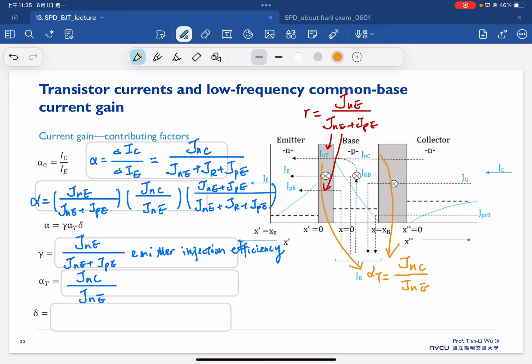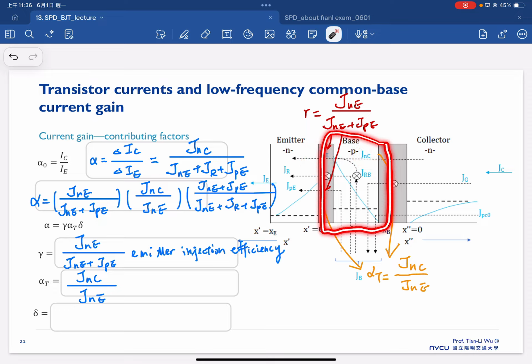This term is trying to understand that initially you have an amount of electrons being injected into the base, which we call the JNE, and then the amount of electrons that are injected and reach the collector. So we are interested in this one over this one, which means that we are interested in understanding the transport in the base region. That's why we call this the base transport factor.